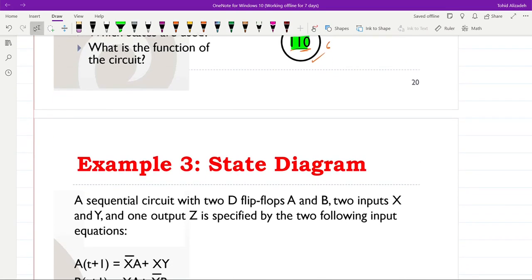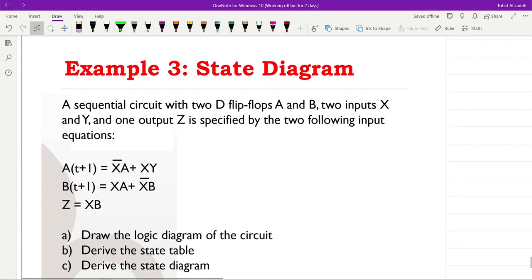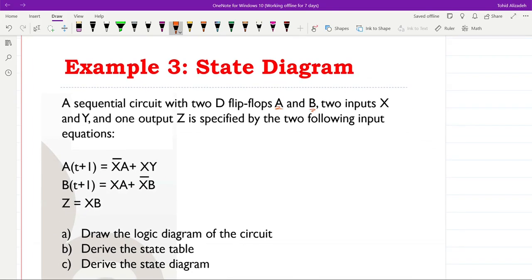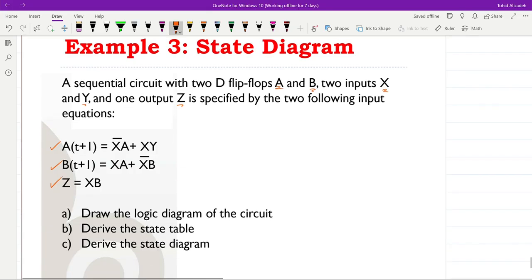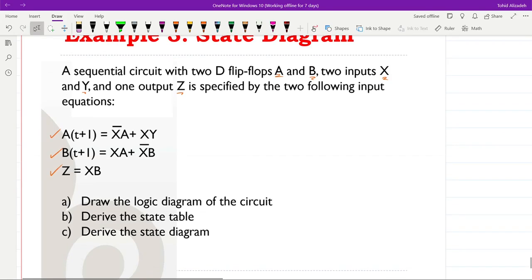Okay, so now let's go through another example. Here we have a sequential circuit with 2 D-type flip-flops, A and B. There are 2 inputs, X and Y, and we have 1 output, Z. And the circuit is specified by the following input equations. A at t plus 1, B at t plus 1, and Z are given. We need to draw the logic diagram of the circuit, derive the state table, and derive the state diagram.